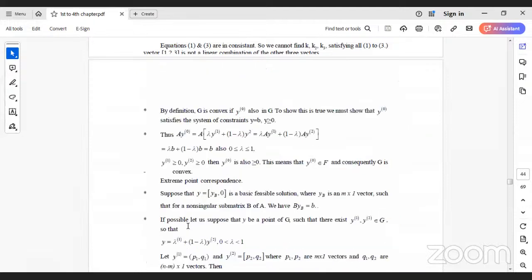So by the definition, G is convex. We must show that y power 0 satisfies the system of constraints Ay = b, y greater than or equal to 0. So A y power 0, we can take the constant A, where we are taking lambda y power 1 plus 1 minus lambda y power 2, which is equal to lambda into A y power 1 plus 1 minus lambda into A y power 2. Common తీసుకున్నాం అక్కడ lambda b plus 1 minus lambda into b. So therefore 0 less than lambda less than 1 గా రాసుకోవచ్చు.